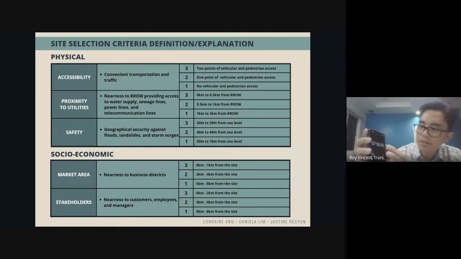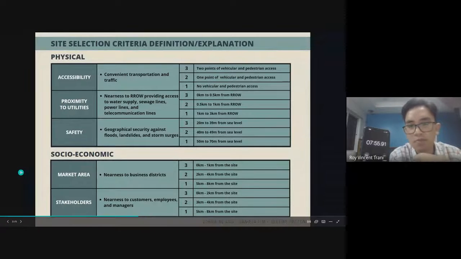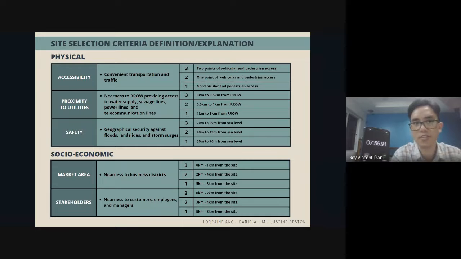Let me stop the timer. You have the description, accessibility, and then you have the different points, and then you explain how those different points are received. So they only get 1 point if they have no vehicular access. They get 2 if they have 1 point of vehicular access, and they get 3 if they have 2 points or more of vehicle and pedestrian access. So very simple, very direct to the point, very clear.